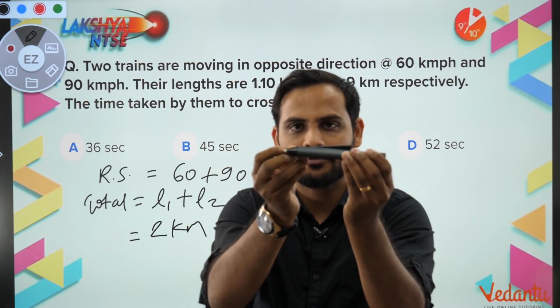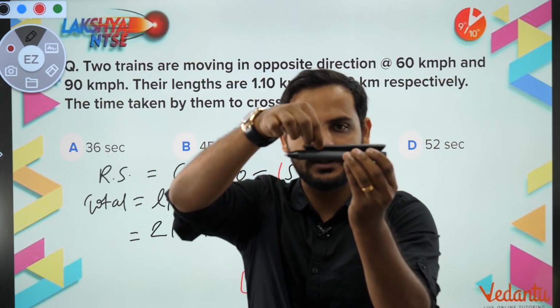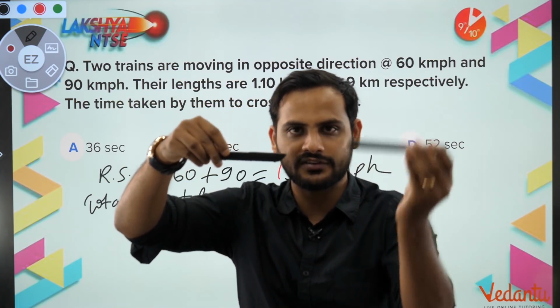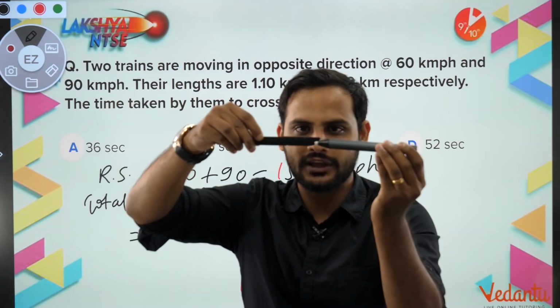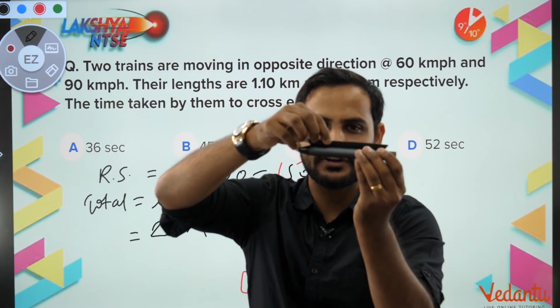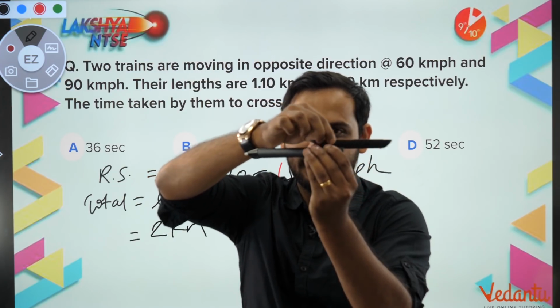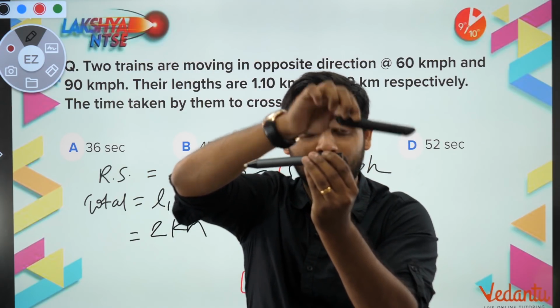So, this train from here to here, as you can see, just focus on the front of the train. From here to here, this is L1, this is L2. If this front point moves a distance of L1, has it crossed yet? No. Let it move further. Now, has it crossed yet? Yes.